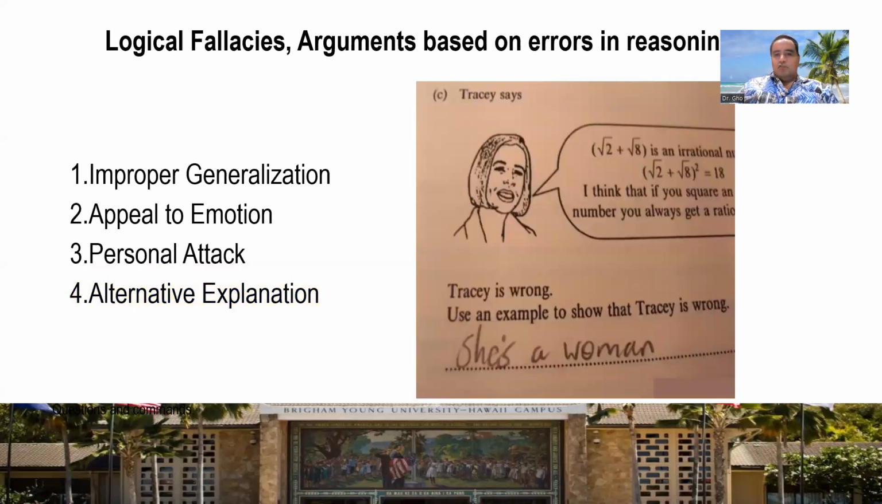Here's another one. "Tracy is wrong. Use an example to show Tracy's wrong. The answer is she's a woman." Go ahead and take a moment and pause. Identify what the correct answer is. Okay, so there are two on this one. There's a personal attack, and there's also improper generalization.